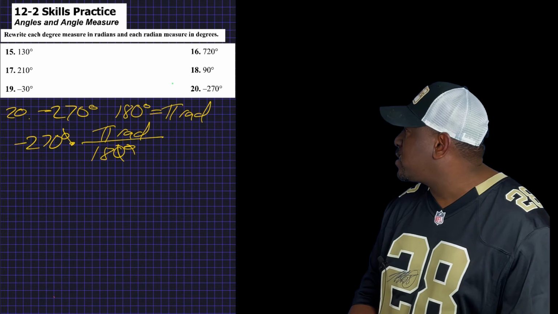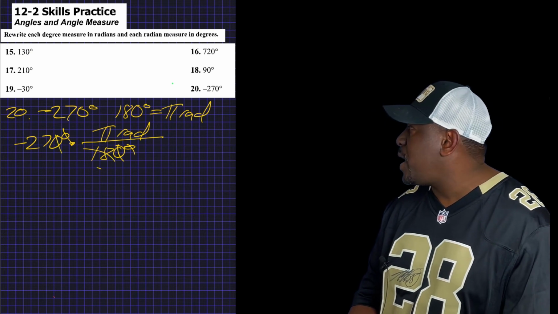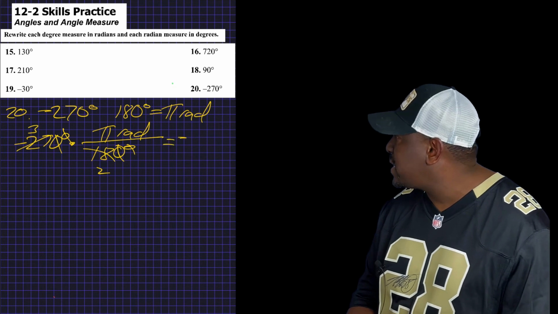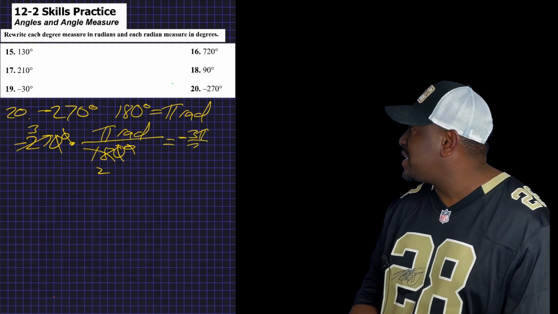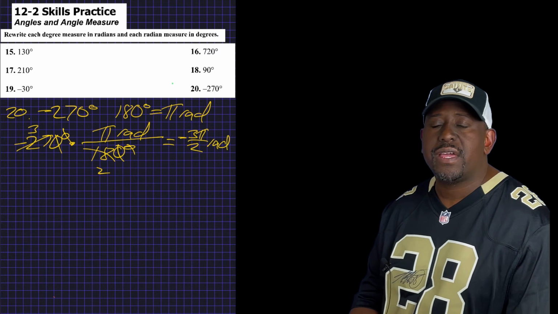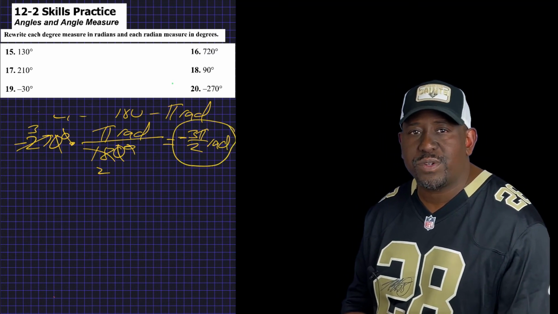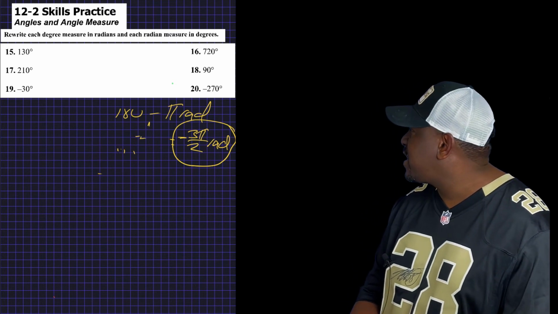We factor out the degrees. We divide both by 10. We divide 18 and 27 by 9. And we will end up with negative 3 pi over 2 radian. And that will be our answer. Pretty simple. Very good. Looks like everybody's getting it.